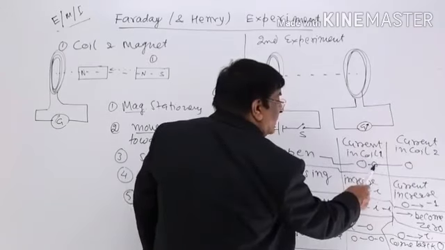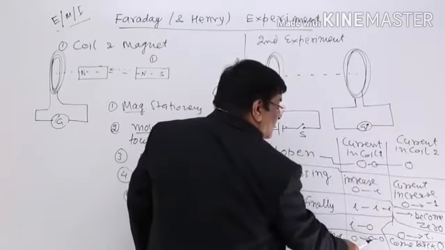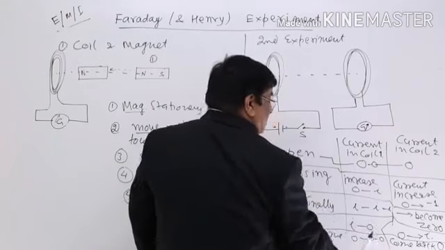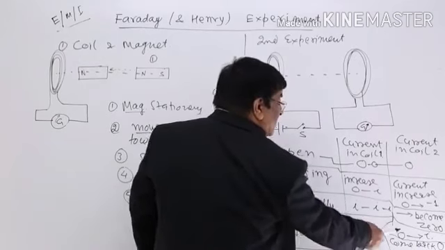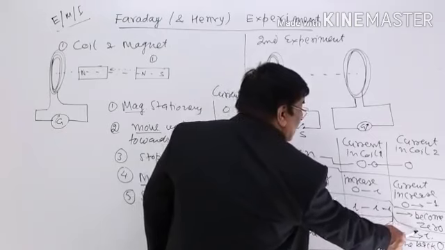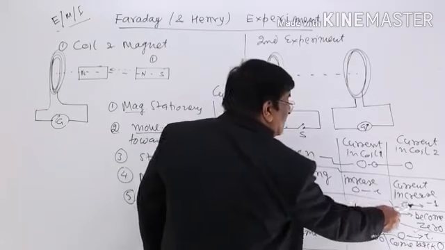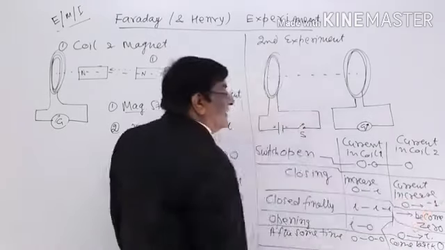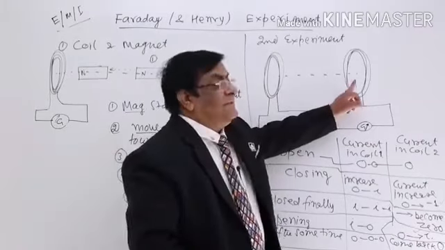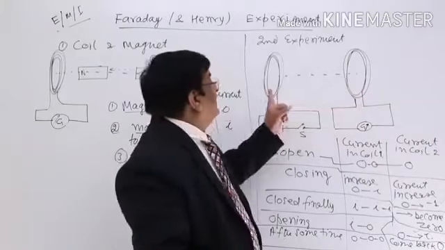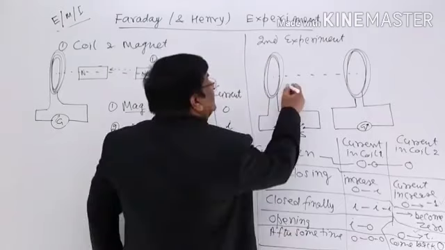If current is not increasing, 0. If current is not increasing or decreasing, it is 0. If current is decreasing, it has a value, I. If current is increasing, it has a value. That means there will be current only when there is a change in current.